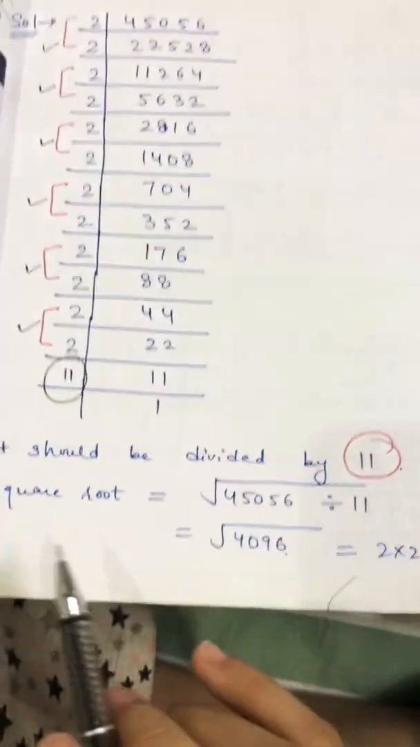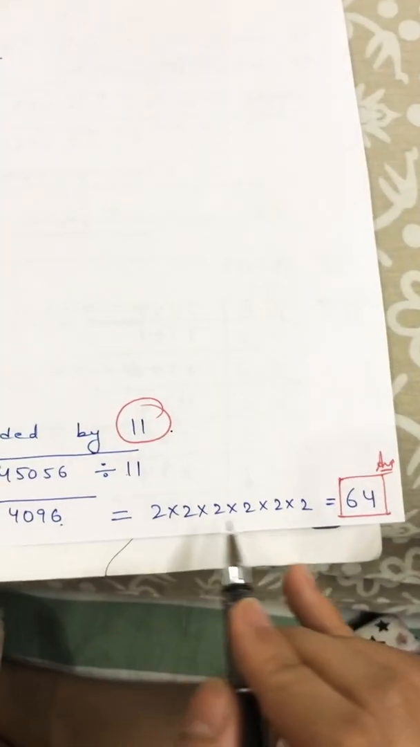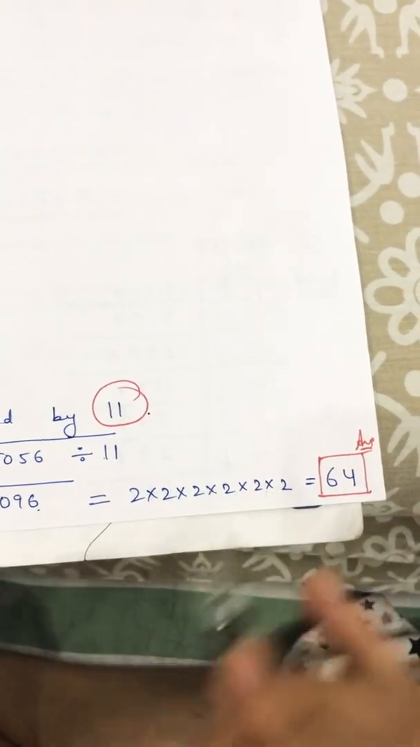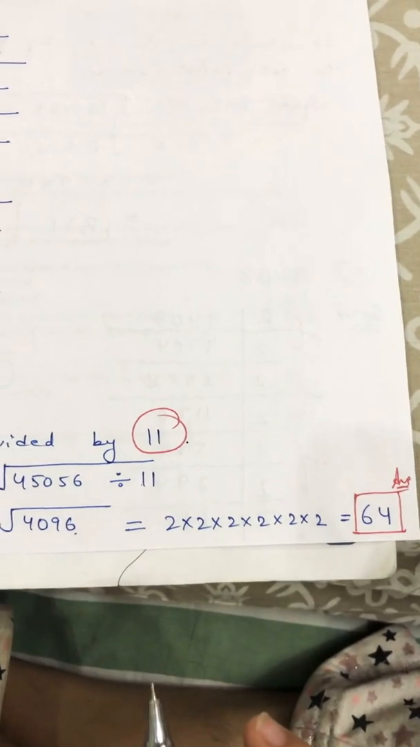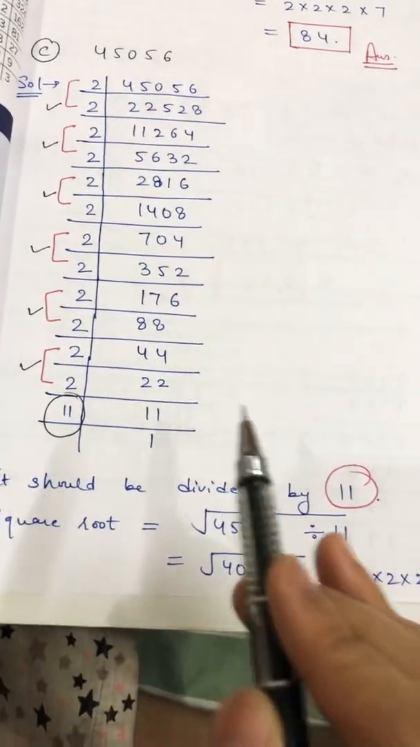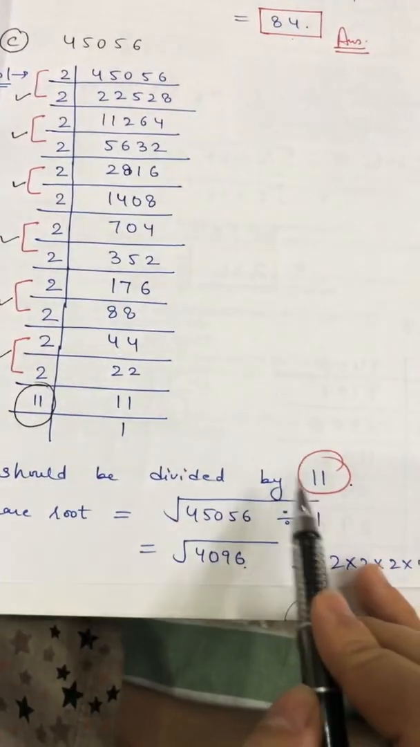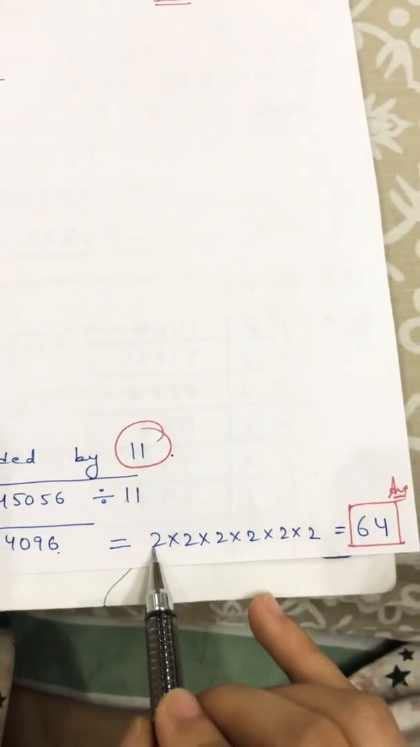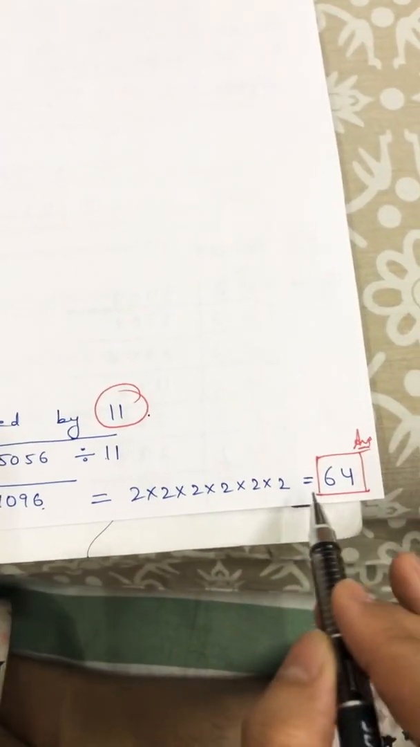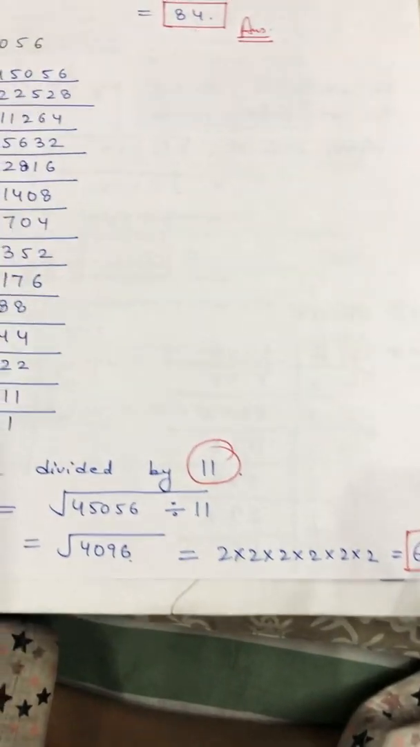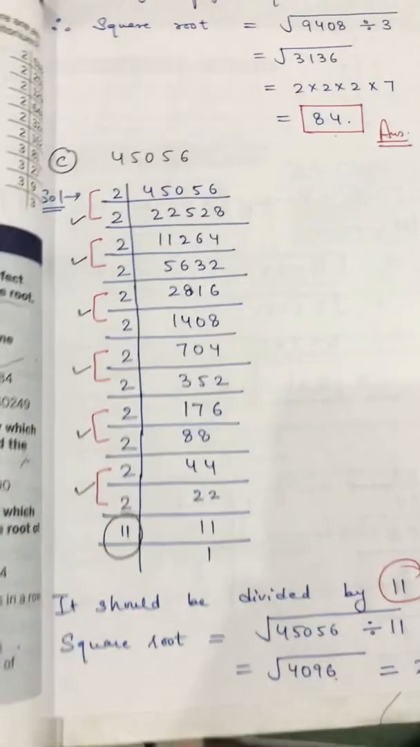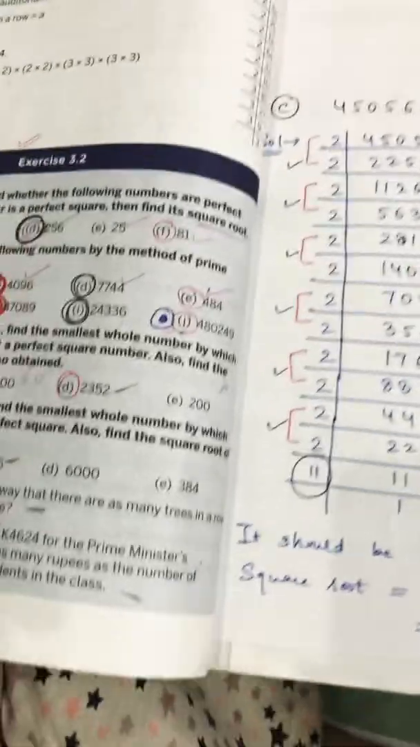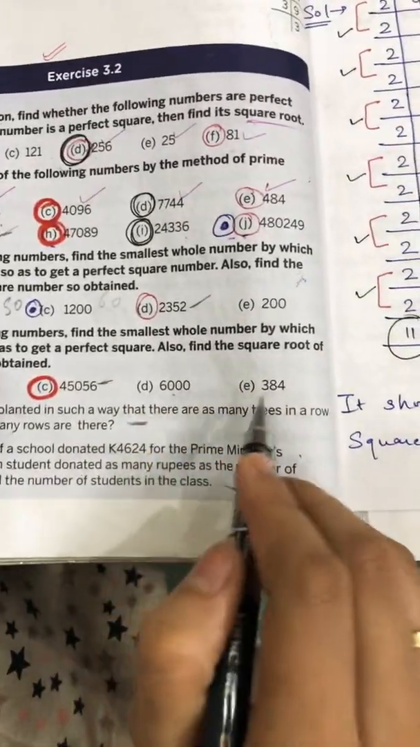Okay, now square root of 4096 is equal to, how many pairs you were having? 6 pairs. So write down 2 6 times. 1 2 3 4 5 6. You will get 64, because that 11 is now removed. When we'll divide this with 11, this 11 will be removed. Okay, so you are having now 6 pairs of 2. So write down 6 times 2, it is equal to 64. This is your answer. Clear? So this was the part number C. So in the same manner, you have to do part number D and E.